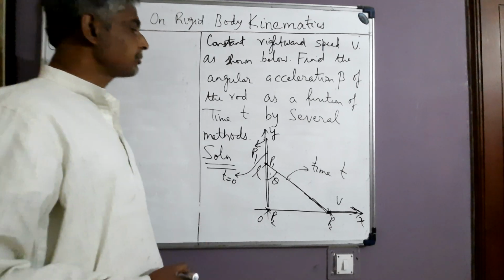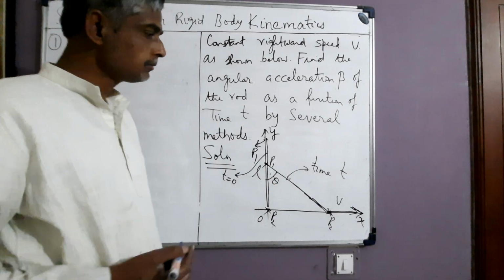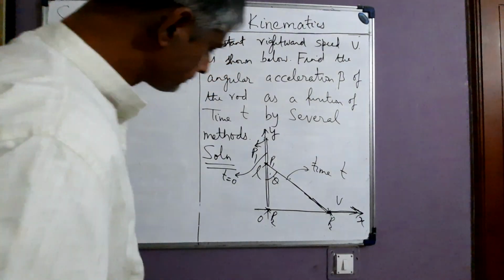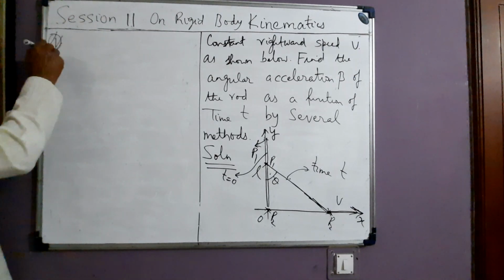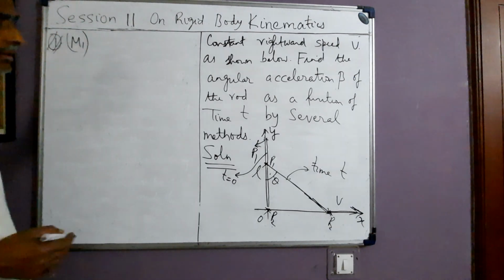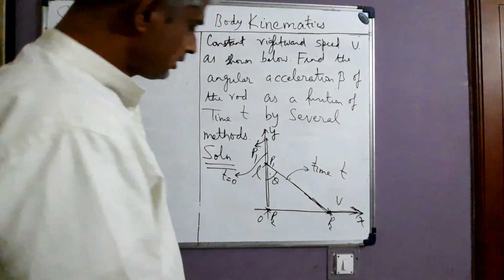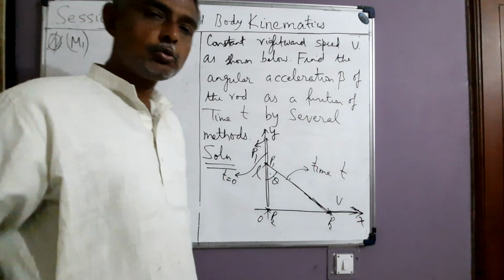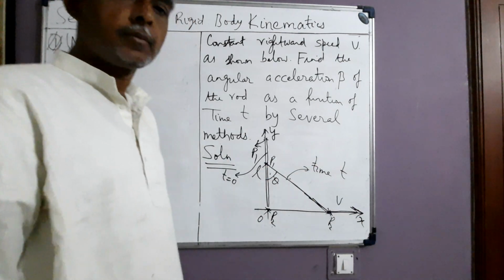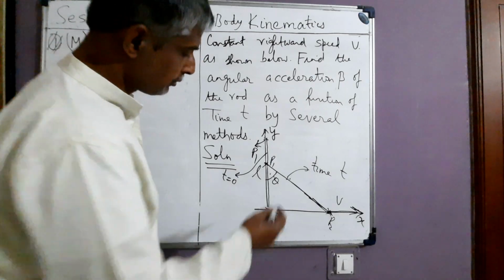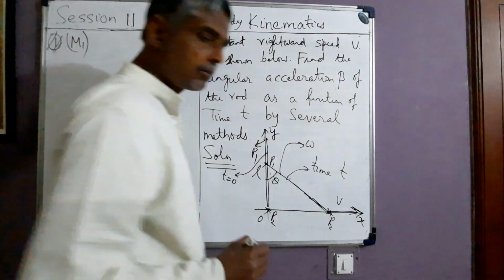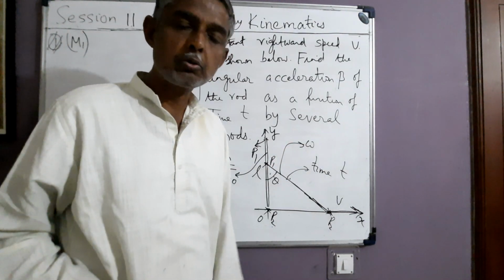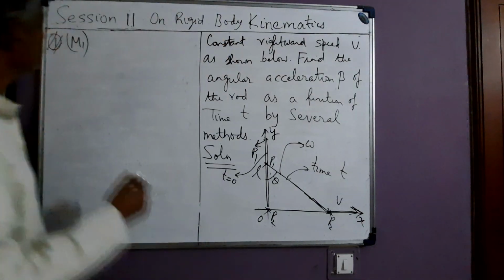We have to find the angular acceleration beta of the rod, with respect to ground, as a function of time t by several different methods. So we'll solve this question by various methods. The basic approach will be: we find the angular speed omega as a function of time and then differentiate that to get beta as a function of time. Beta is d omega by dt, where omega is the angular velocity of the rod at time t.